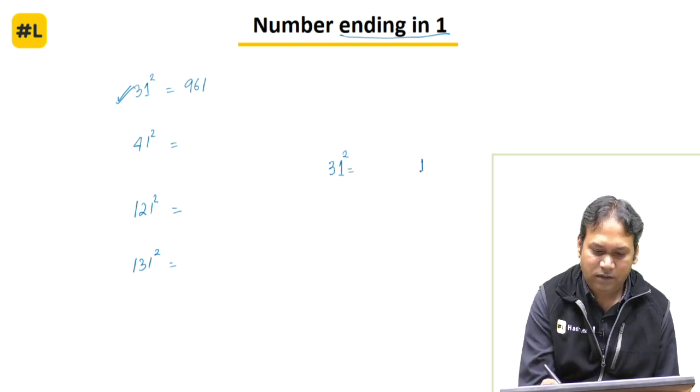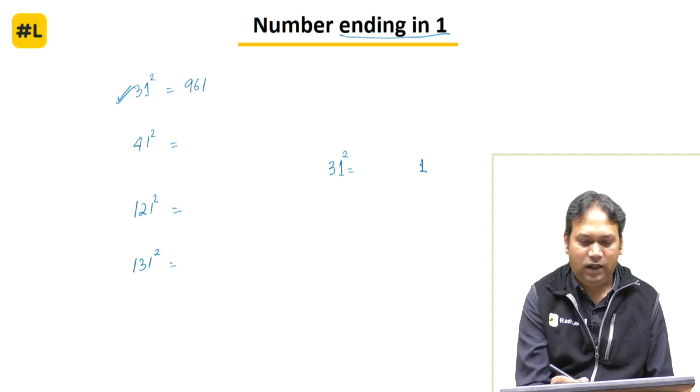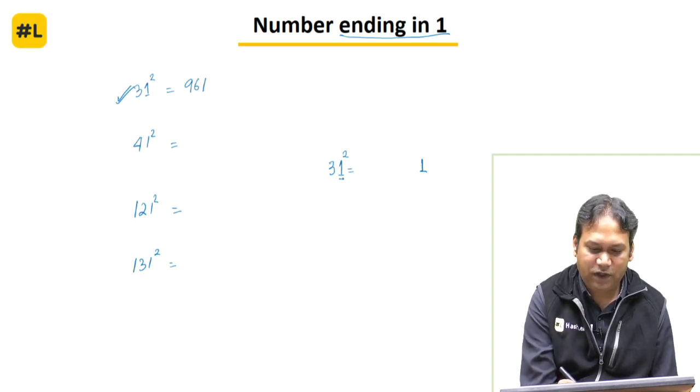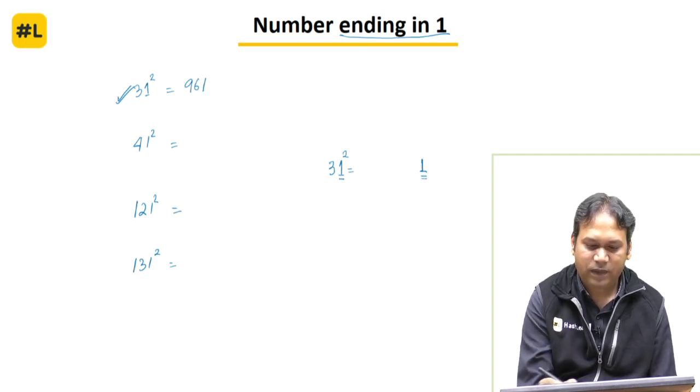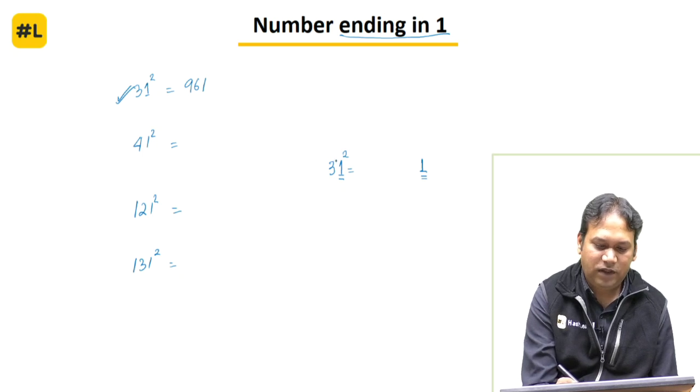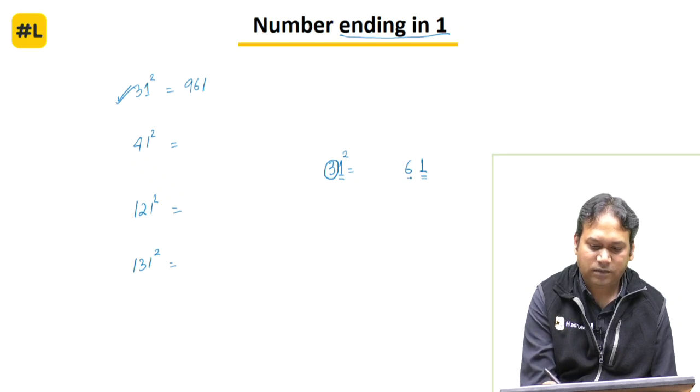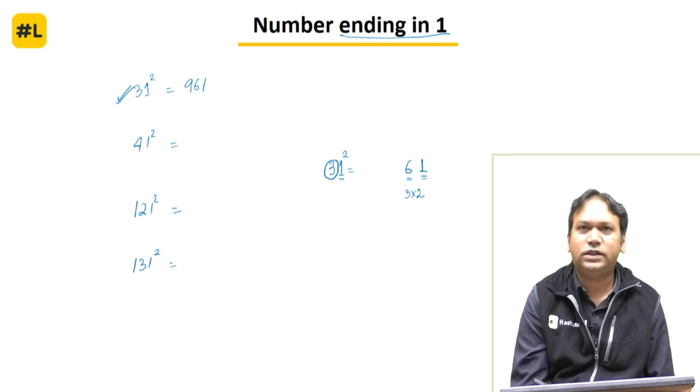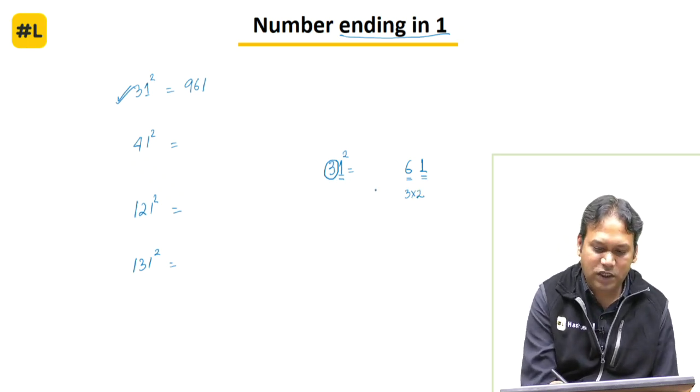So first you write 1, so 1 comes here. Then we have 3. So tell me, what is the double of 3? Double of 3 is 6. And what is the square of 3? 9. So what is the trick?